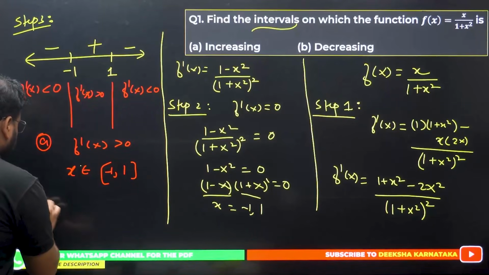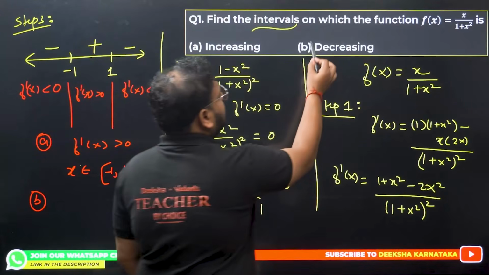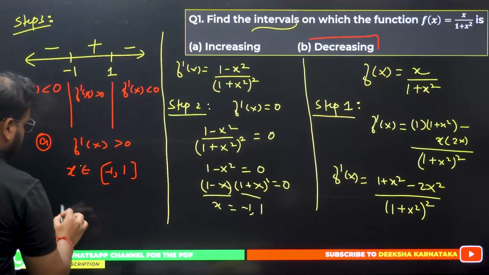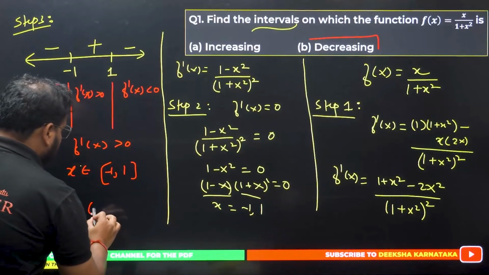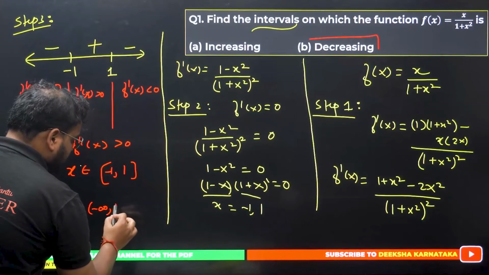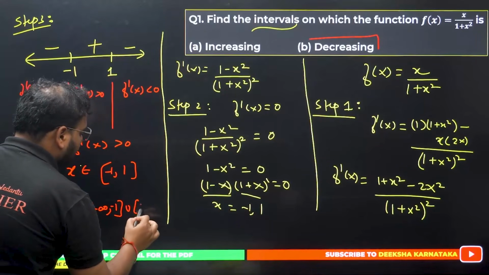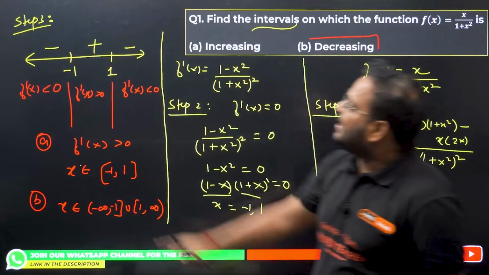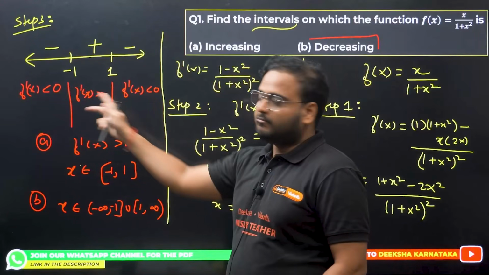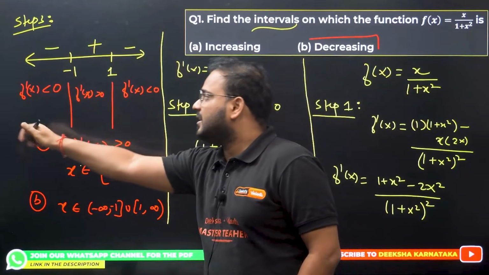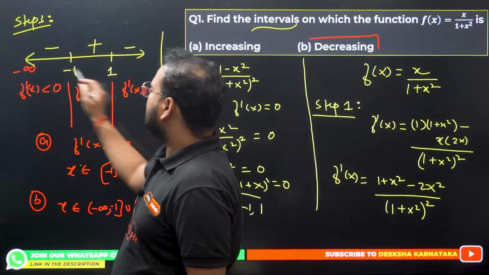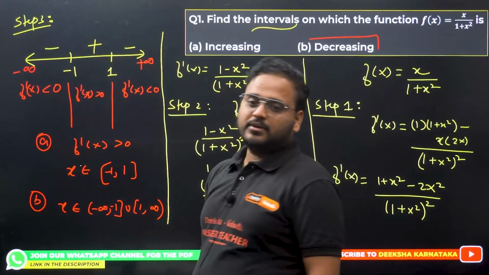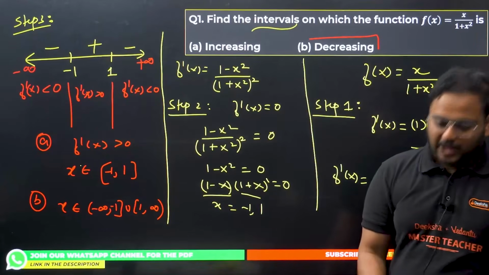Next one is decreasing in nature. What are you going to do about this? Where it is negative, over here and over here. So here x belongs to the interval negative infinity to minus 1 union 1 to infinity. Please check. For the decreasing, where f dash of x is negative, we have two intervals, right? From minus infinity to minus 1 and 1 to plus infinity. That's my answer for part A and part B. I hope this is very much clear.